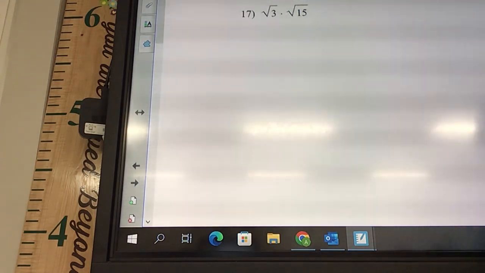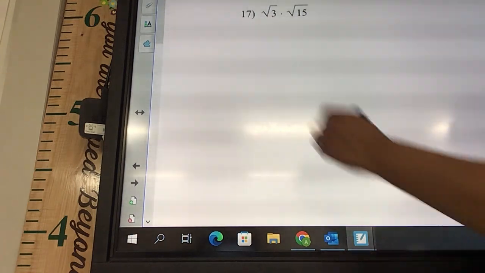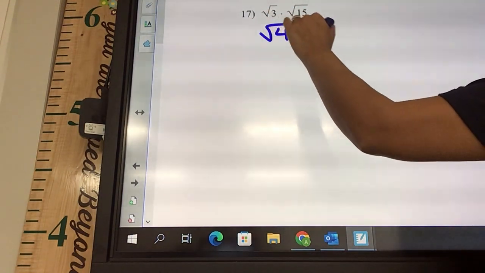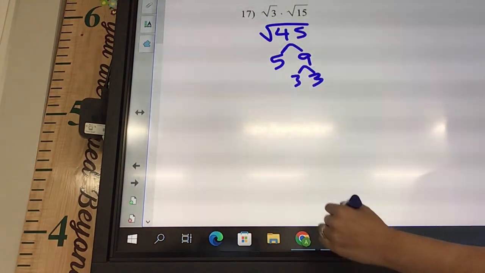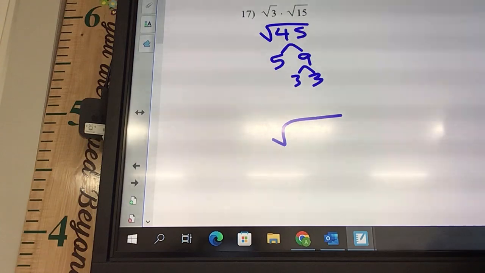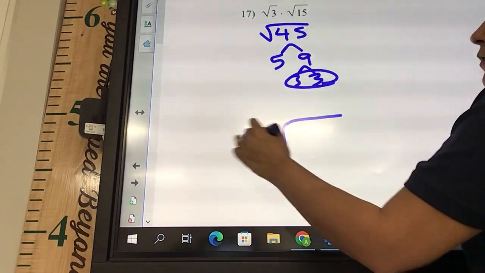3 times 15. 45. Okay, and then we got 5 and 9, 3 and 3. So what is this radical going to be? Who can go? 3 square root of 5.